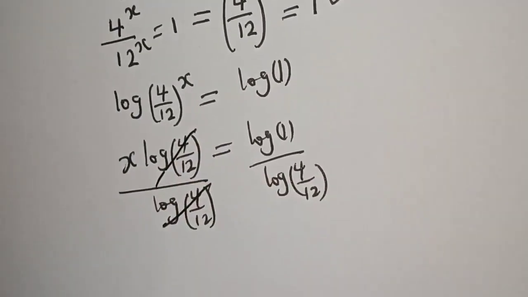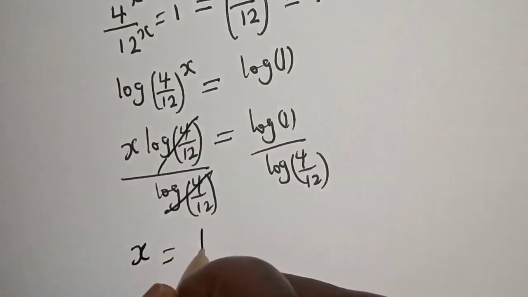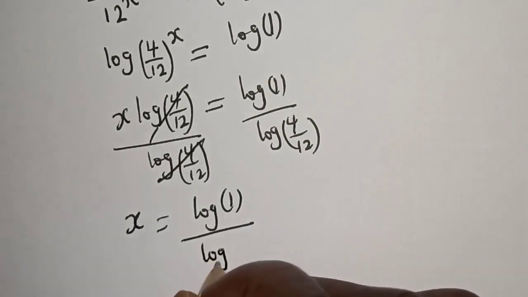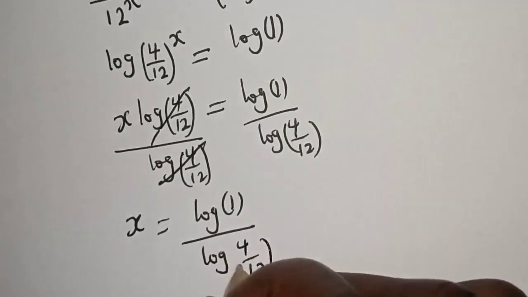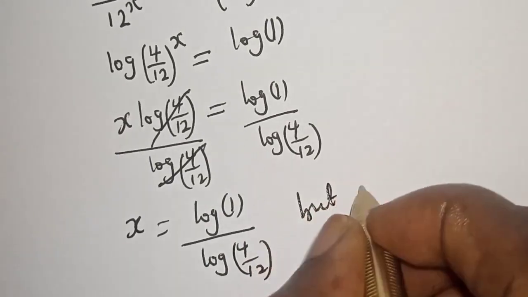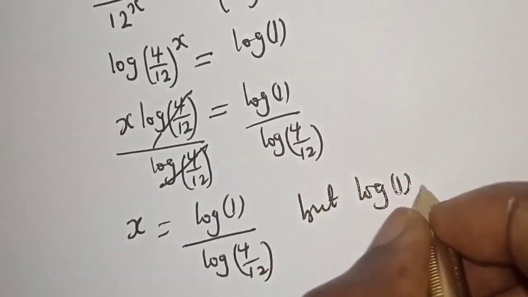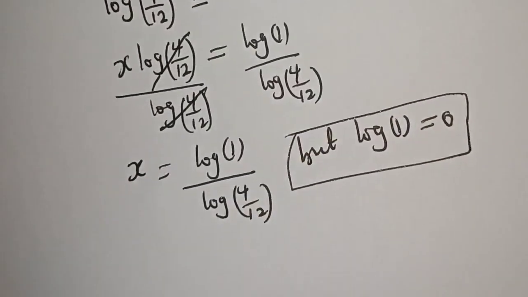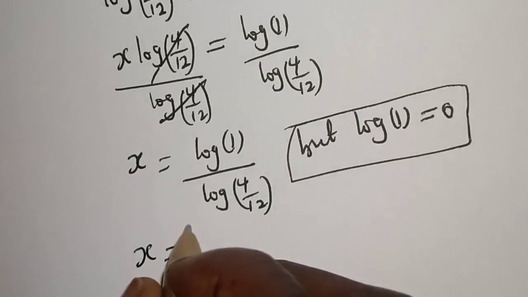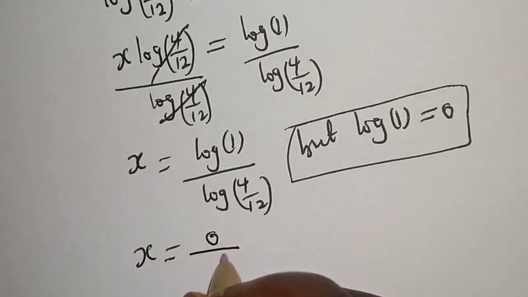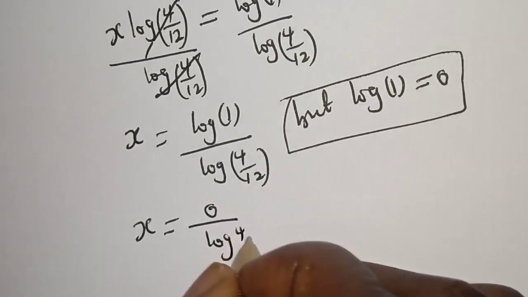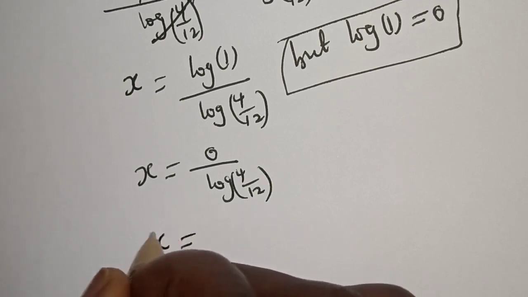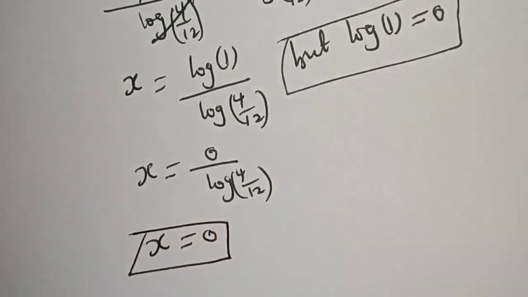This will cancel this. s is equal to log 1 divided by log 4 over 12. But log 1 is equal to 0. s is equal to 0 divided by log 4 over 12. s is equal to 0. This is the final answer.